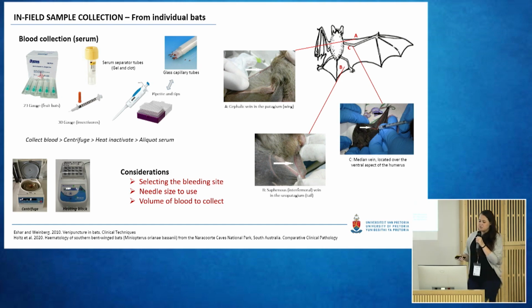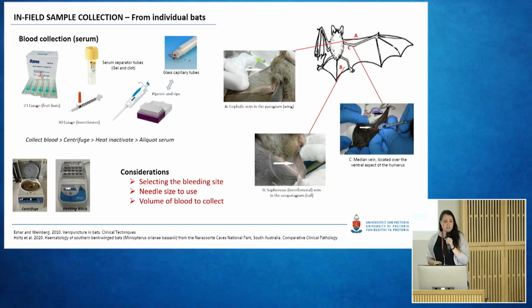So the process would just involve, you would collect the blood, you would centrifuge the tubes to be able to separate your serum from the blood. You would heat and activate it because we do not put these samples in an inactivation media. And then you would aliquot your serum into a different tube to use. So equipment that you would need for this, and we usually take this into the field to have everything done and inactivated there, would be a centrifuge to spin your blood down and a heating block to inactivate.